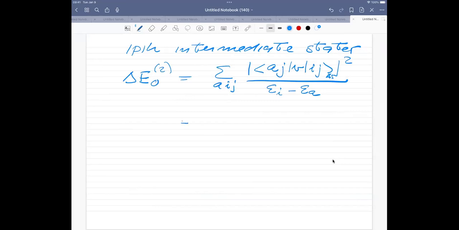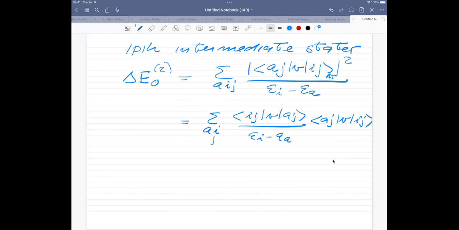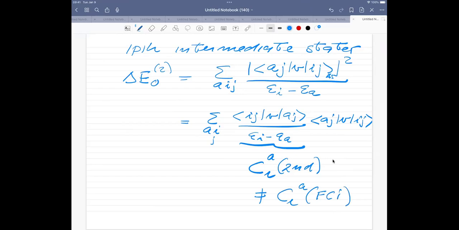Which again means that if I now write this out, I have a sum over A and I and J. And if I just write it out now, I have an I J V A J. And if I keep that one, epsilon I minus epsilon A multiplied with the A J V I J. And now I can identify this as the coefficient which I had, C I A, to second order. So it's not the same as C I A from FCI, but this is my approximation which I would get from many-body perturbation theory.